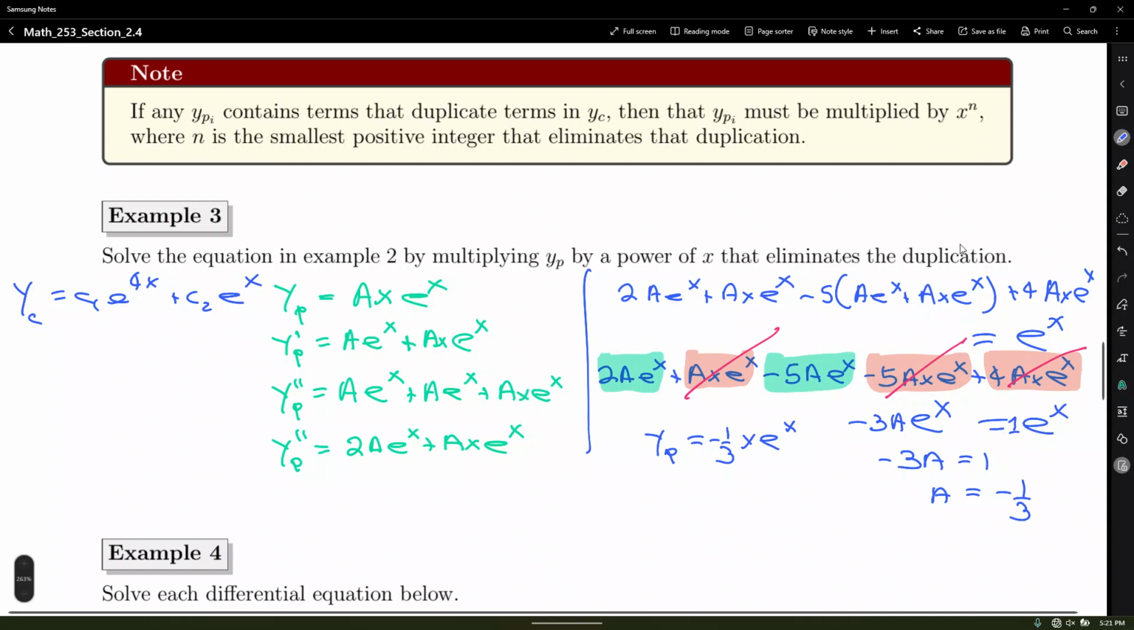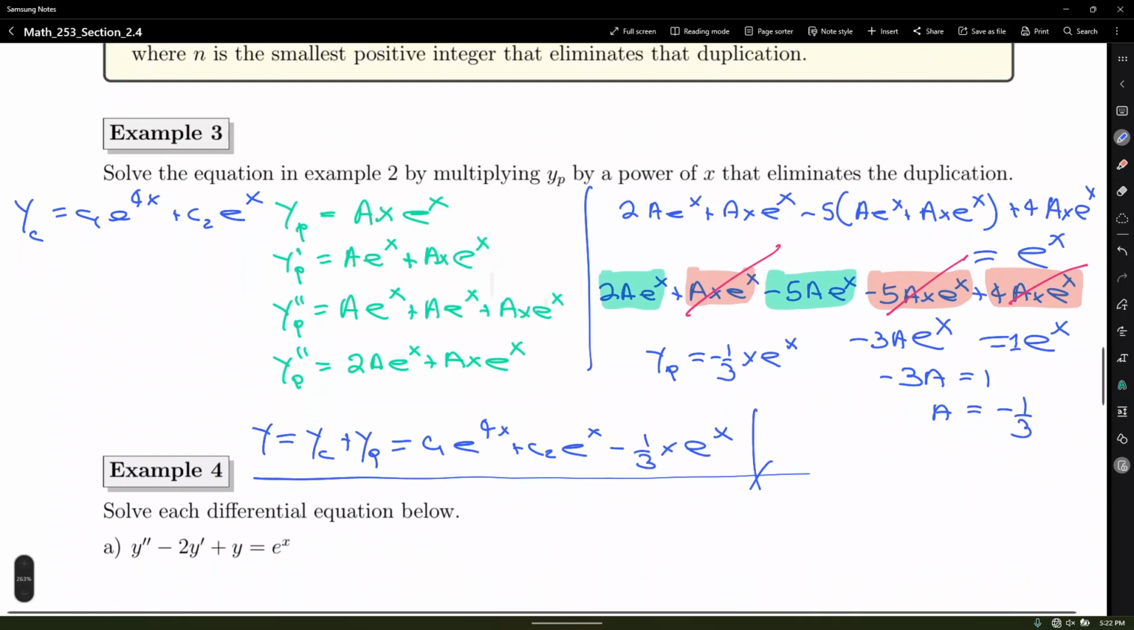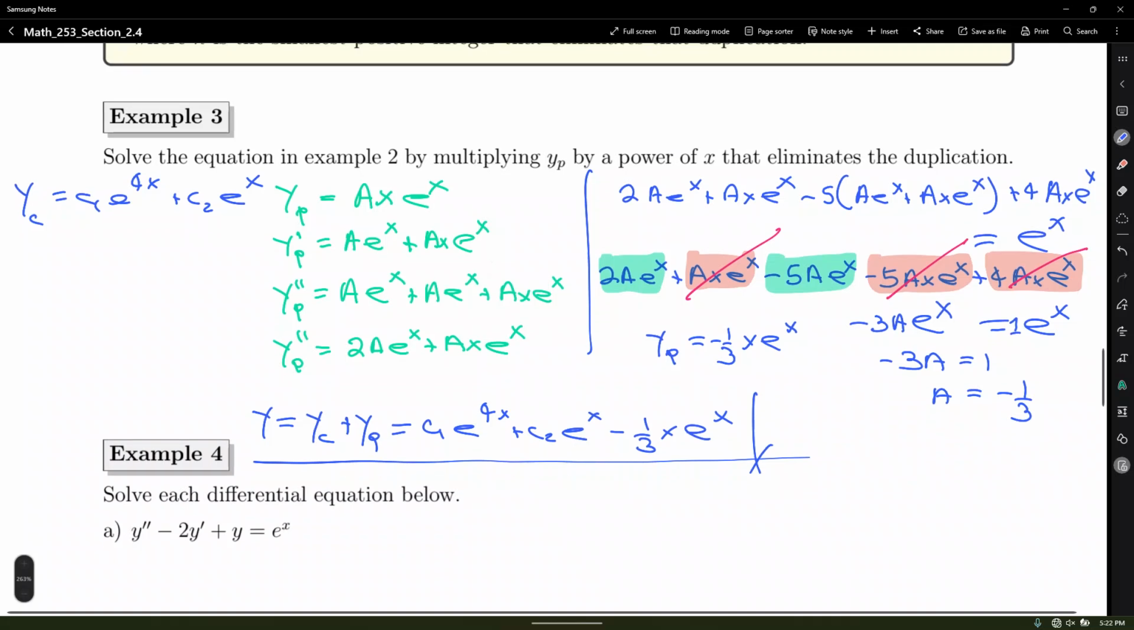Now we can write the general solution, y equals y_c plus y_p. That is the homogeneous solution, C1 e^(4x) plus C2 e^x, minus 1/3 xe^x. And that's the final answer. So these were baby examples here. Let's see what we have for the next example.